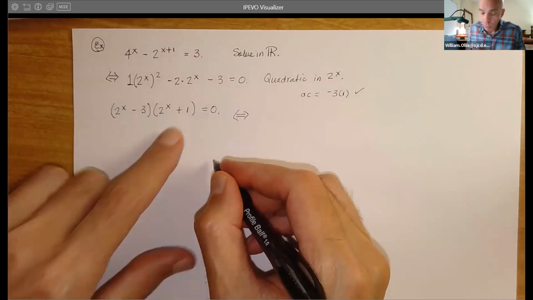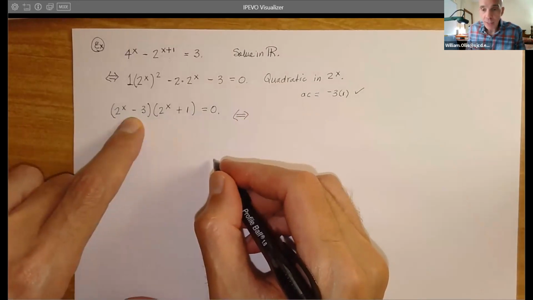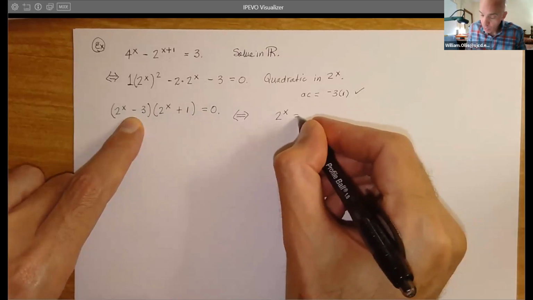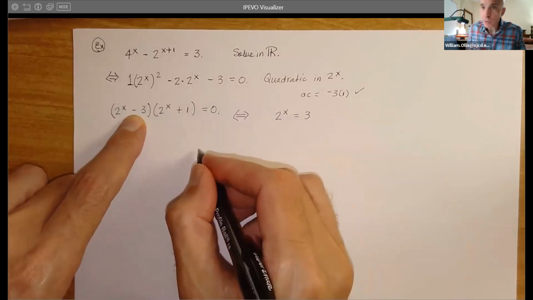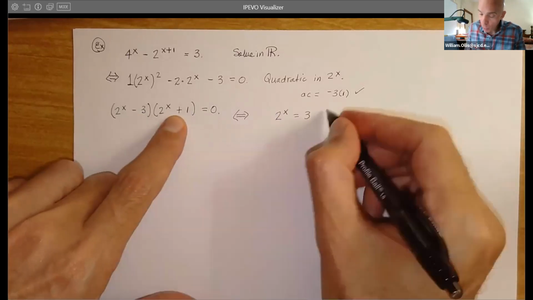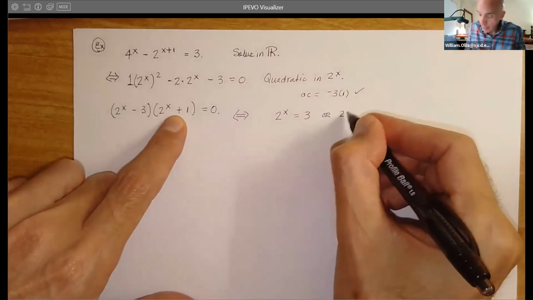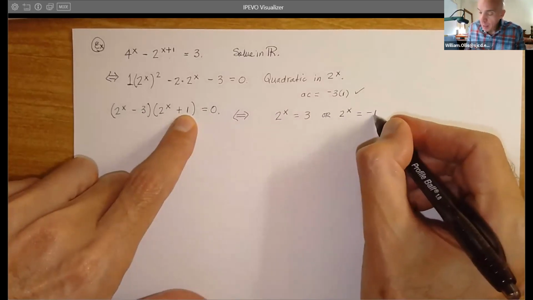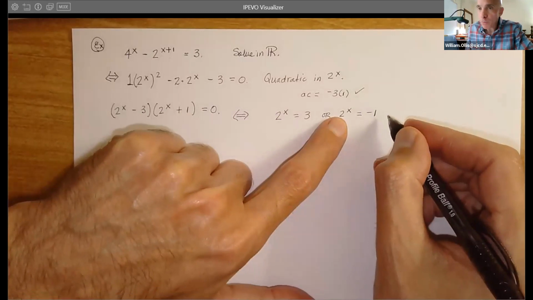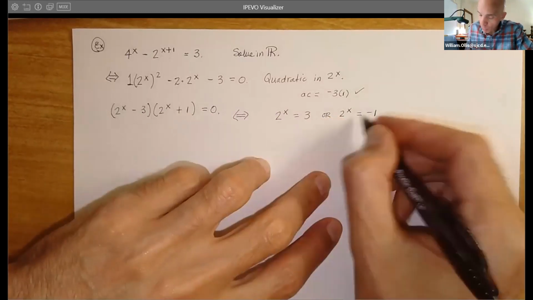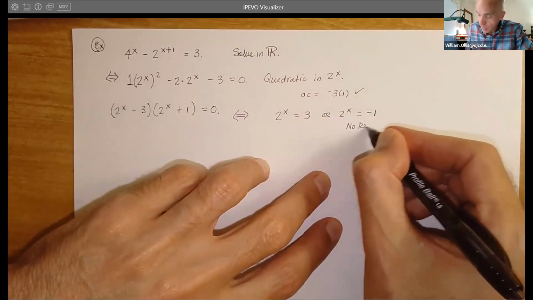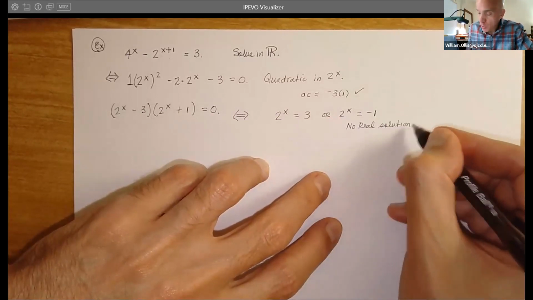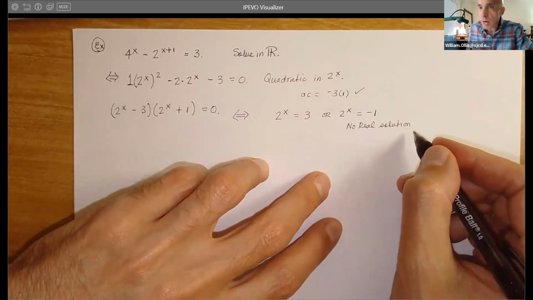And so now, when we look at this by the zero product, we see that 2 to the x equals 3 when we set this factor to 0. And then, of course, here, 2 to the x, transposing the 1, equals -1. But again, we know that the exponential function has positive output. So here we have no real solution, just like we had before. So this factor would not give us any real contribution.